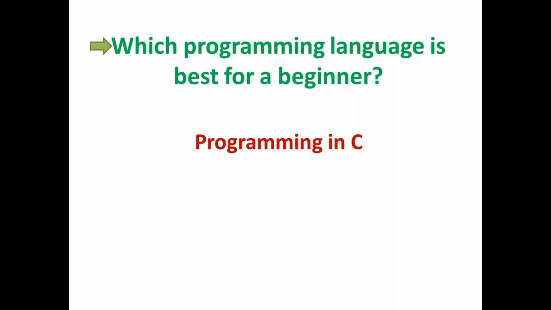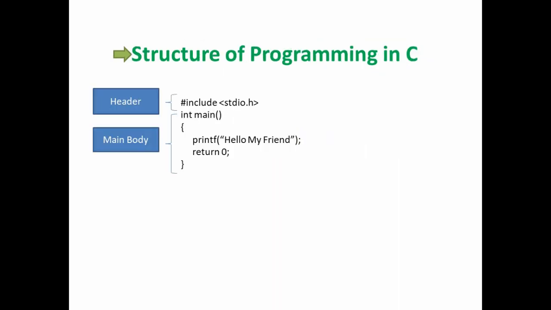It's really very simple. The structure of C programming is very easy to understand. It has a header section and a body section. In the header section, we include all the header files. In the body section, we write our own code. Then it will execute.